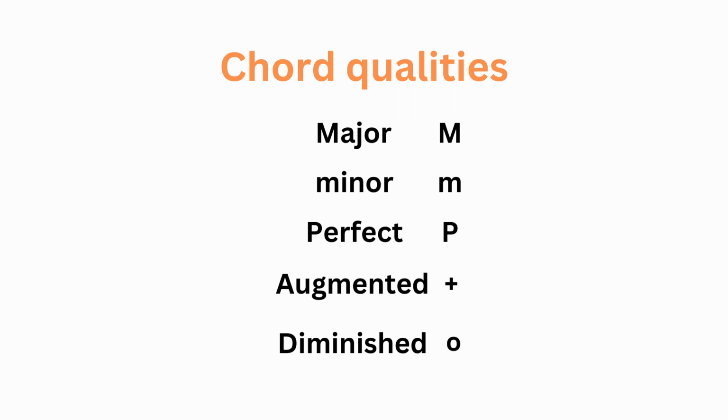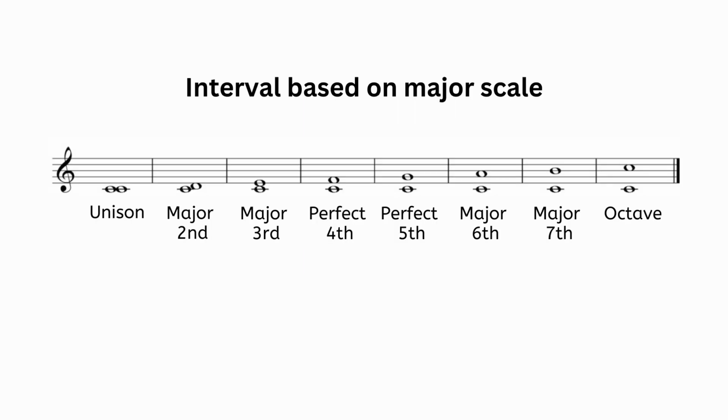Now let's go further to see different chord qualities. What do you mean by chord qualities? It means major, minor, perfect, augmented, and diminished. They all have symbols to represent their qualities. For example, in a C major scale, we can build up an interval based on each note.